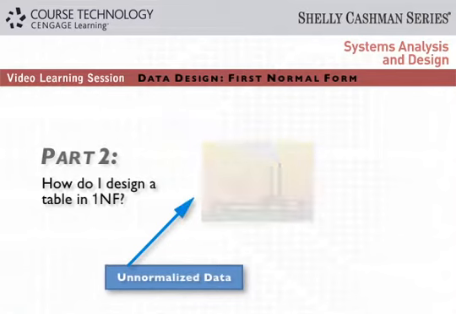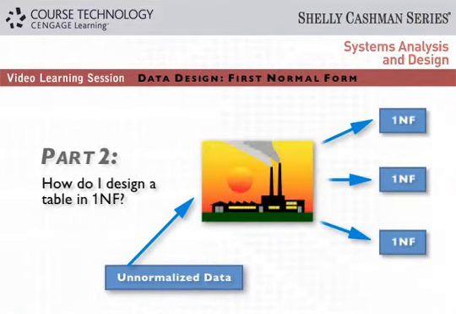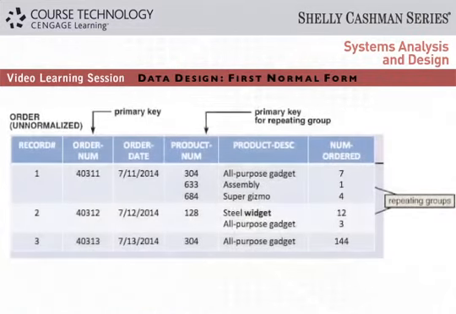Normalization is like turning raw material into a finished product. Better design improves data quality and avoids redundancy. This is an unnormalized design because each order has a unique number, but some orders contain several products, called repeating groups.